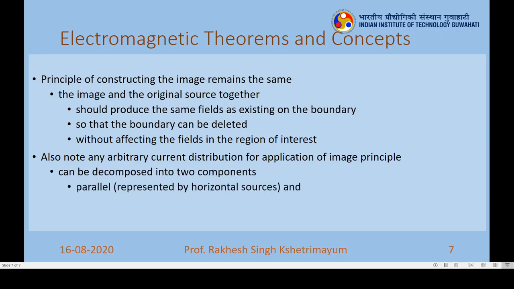First thing is very simple. See, let's say you have any current distribution in any arbitrary direction. You can always decompose into horizontal and vertical components. Then apply the image principle on the horizontal and the vertical components. So whatever image principle we have discussed for electric wall and magnetic wall, even though we have discussed only for horizontal and vertical case, it is applicable for any arbitrary current in any arbitrary direction.